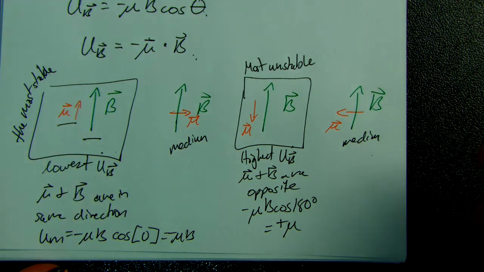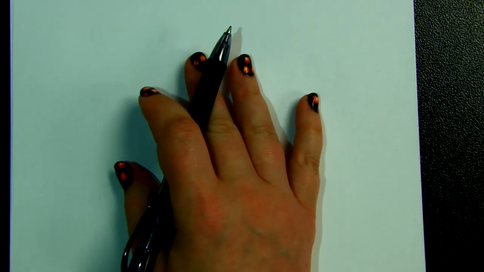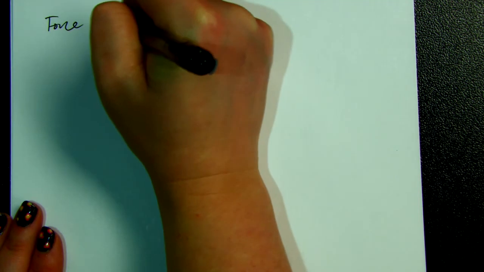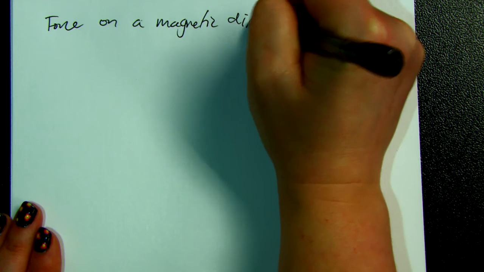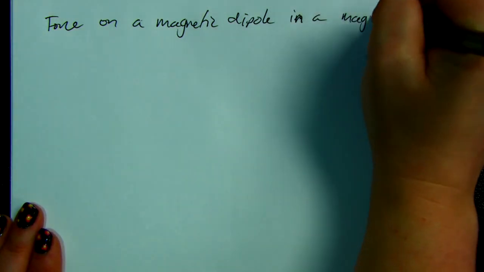All right, so moving on. We've already talked about the twist on magnetic dipoles, but now we're going to flesh this out a little bit deeper into the net force on a magnetic dipole in a magnetic field. So we want to look at the force on a magnetic dipole in a magnetic field.